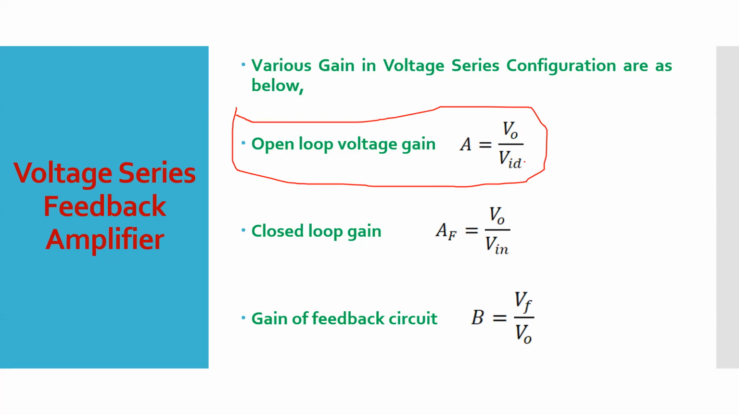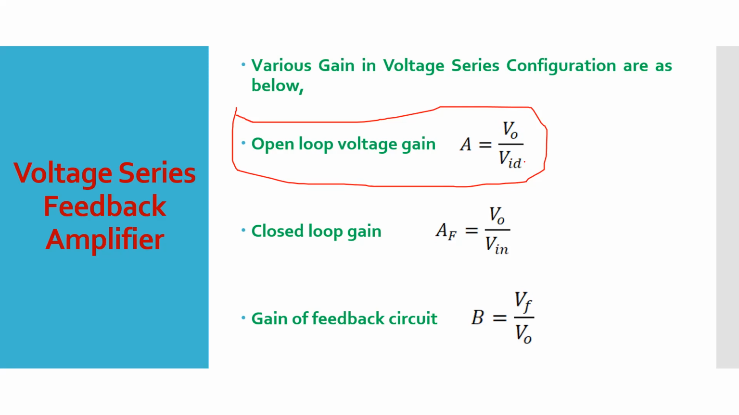There are three gains we are going to describe here. The very first gain is the open loop gain. What is the open loop gain? Take the ratio of the op-amp's output and the op-amp's input, and what you get is your open loop gain. What is the op-amp's input? VID.